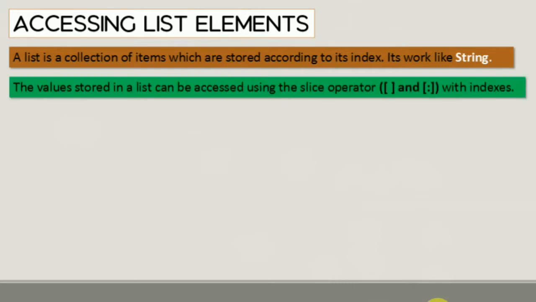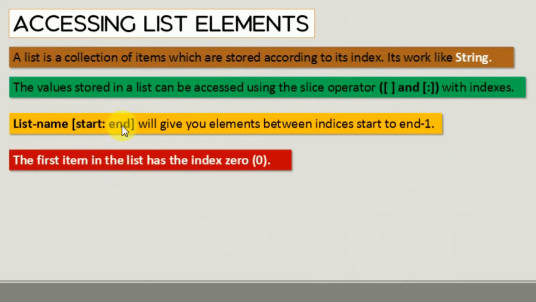We also know about the slice operator that is used with the index value to access the elements, and slice always starts with start and end. The last end is always going to be -1. It means if it is 4, it works up to 3, and every time the first value is going to start from 0.